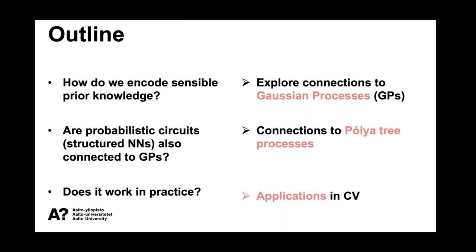And then I'm going to talk a little bit about probabilistic circuits. Before I moved to Aalto, I did my PhD on probabilistic circuits, so I'm very fond of those models. One could see them as a very structured form of a neural network. And there the question arises whether there's also some connection to Gaussian processes. And we can do something similar to what I'm going to talk about in the first section. It turns out it's not quite like this, but there is a connection to some other stochastic process, which is called the Bayesian tree process. And that again allows us to characterize the behavior.